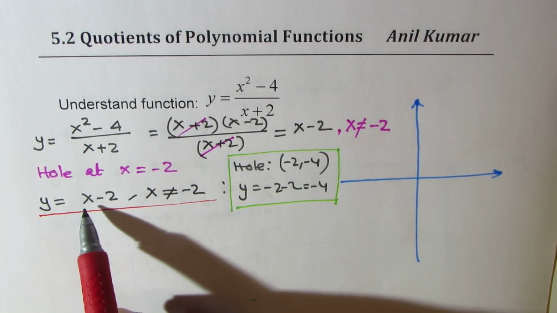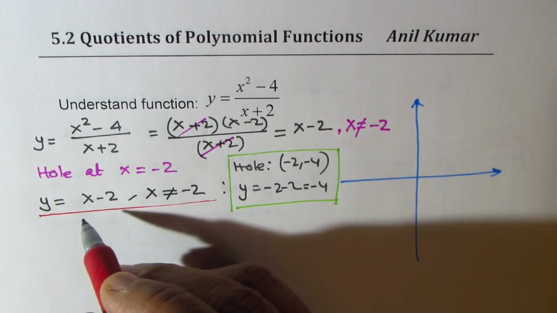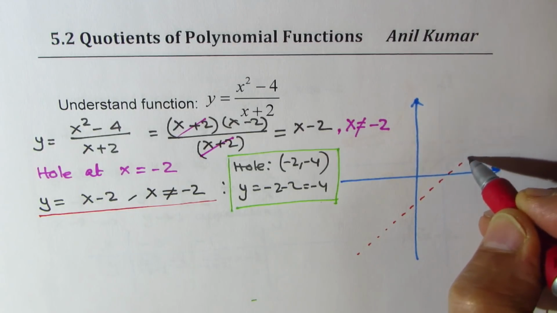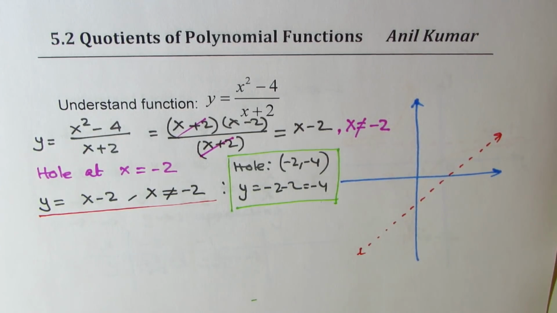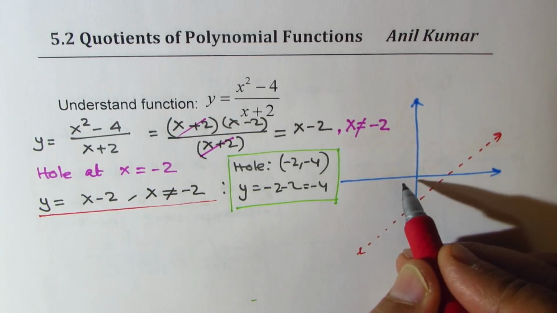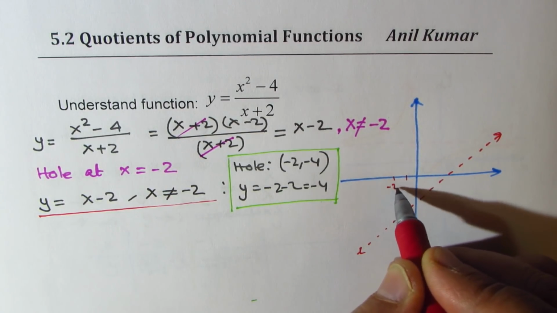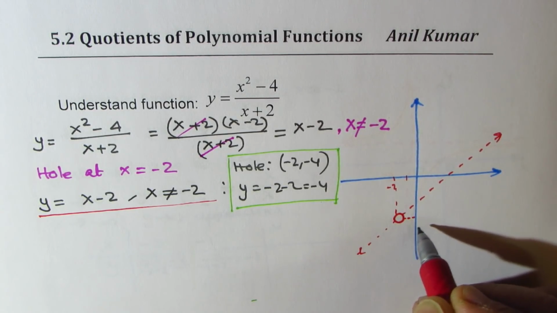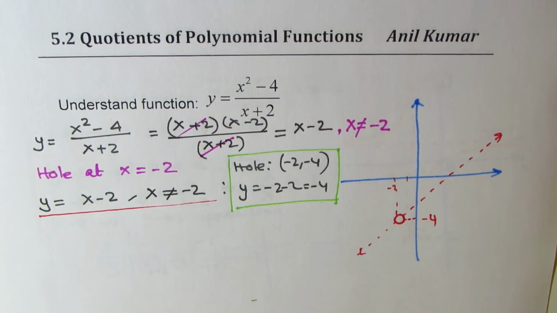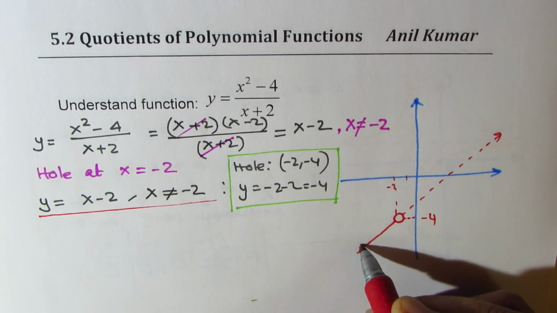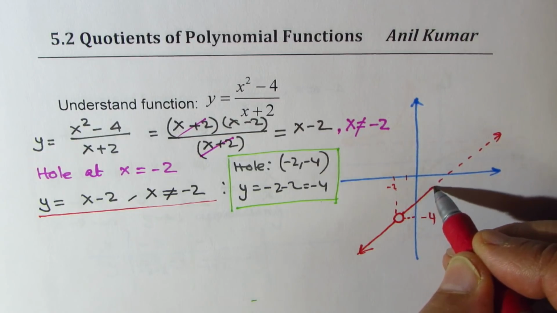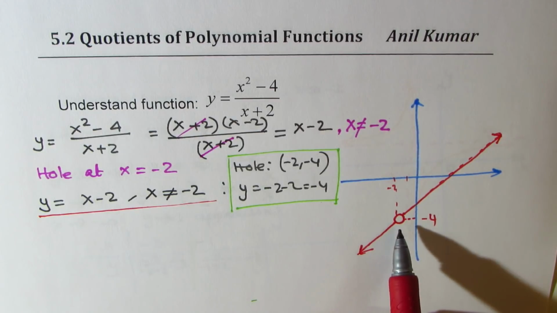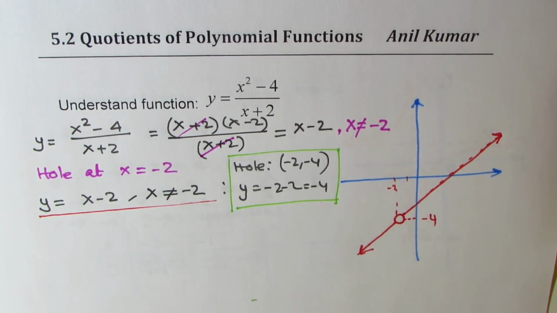Okay. So minus 2 is the y-intercept, and the slope is 1, right? So it's a line which is like this. That is how we are going to sketch our line. And we have a hole. So let's say this is minus 1 and this is minus 2. Then at minus 2, we have a hole, whose y value is minus 4. You understand? So the sketch of the function will be like this. It's a straight line where x cannot be equal to minus 2. Do you understand this?